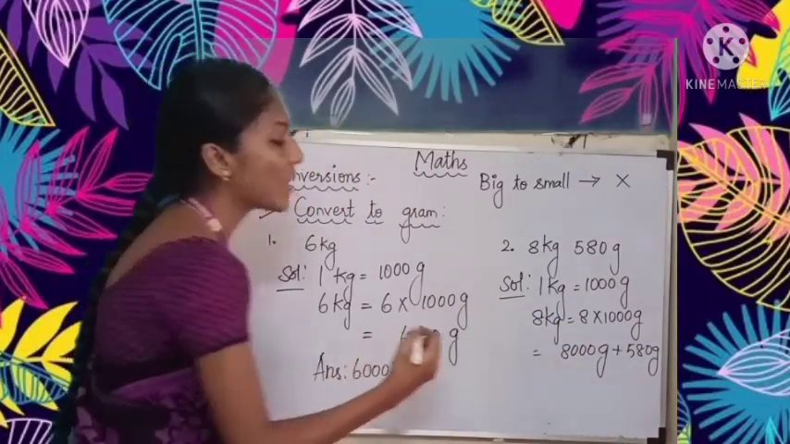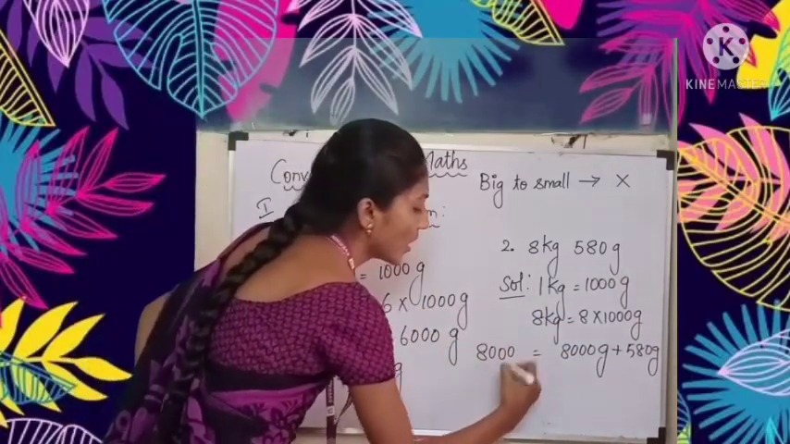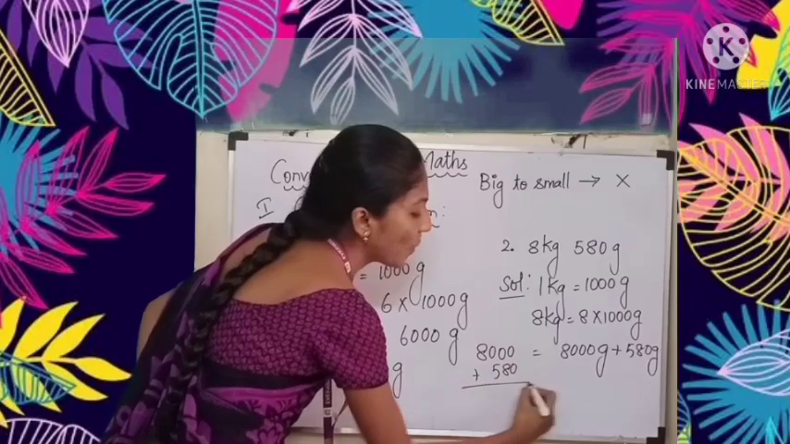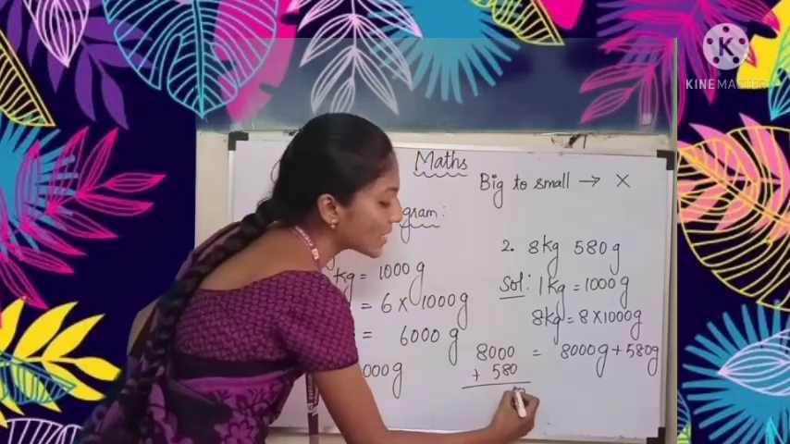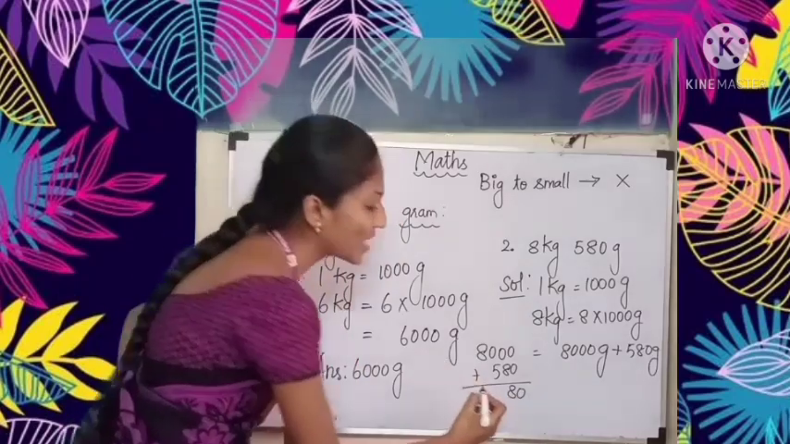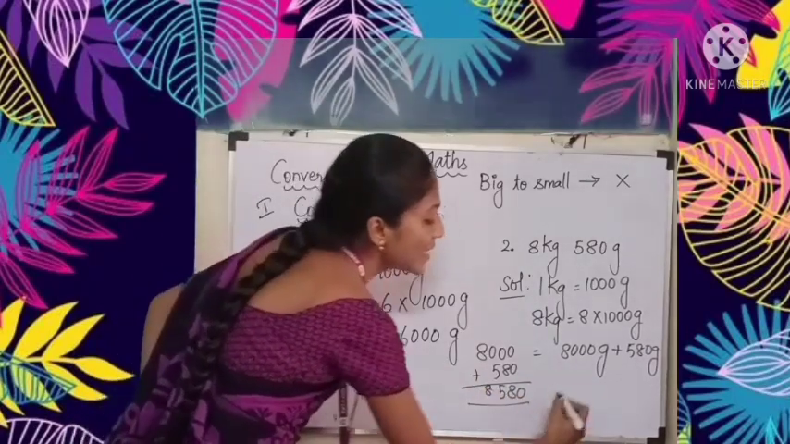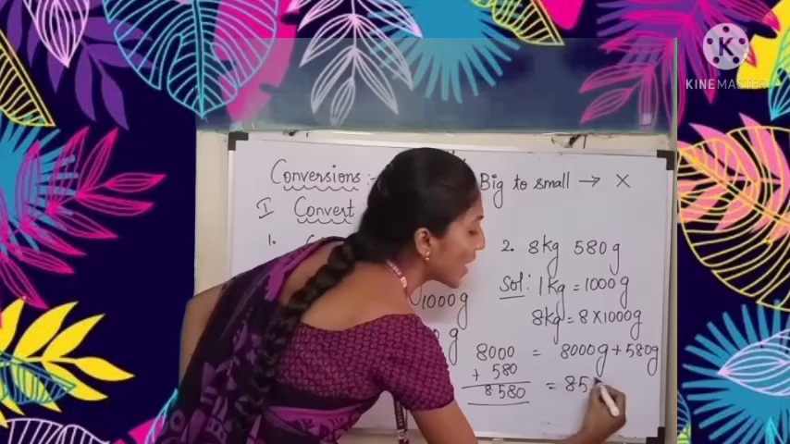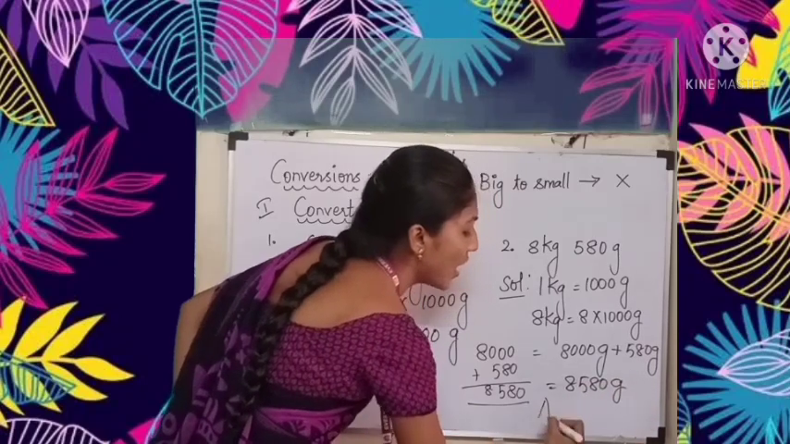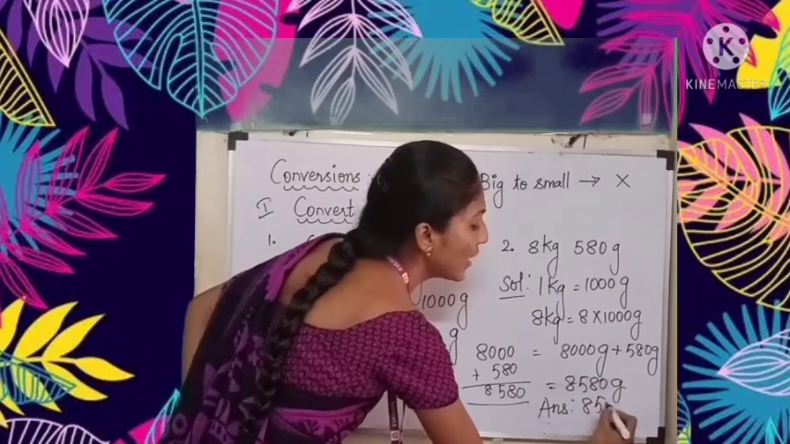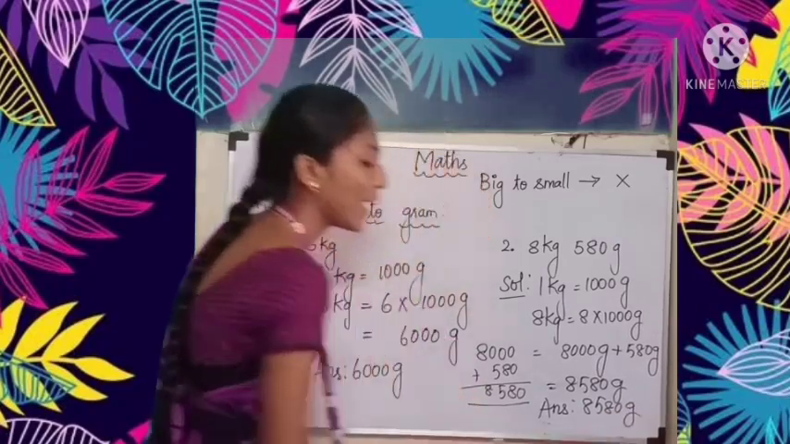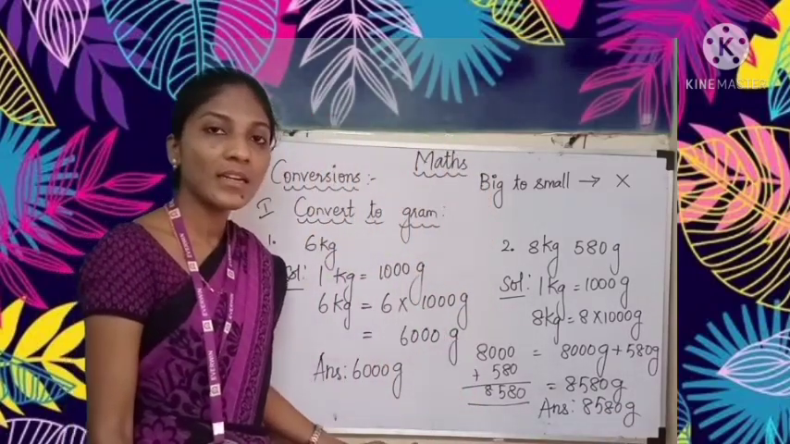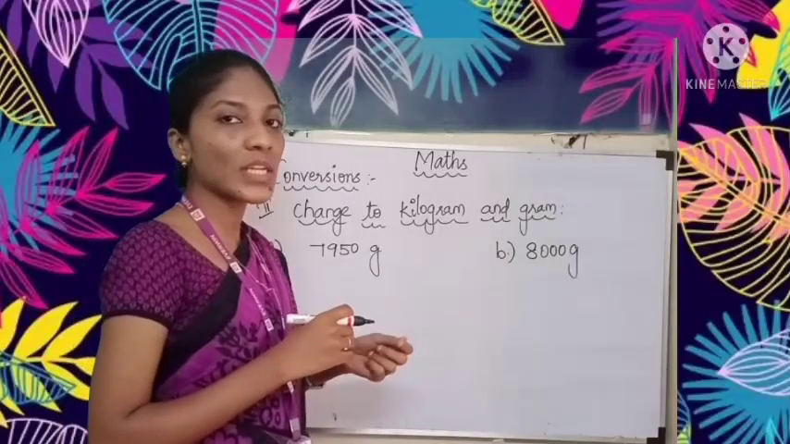So, 8000 plus 580. 0 plus 0, 0; 0 plus 8, 8; 0 plus 5, 5; 8. So, 8580 gram is the answer. Clear, children? 8580 gram. Clear? Yes. Next question.